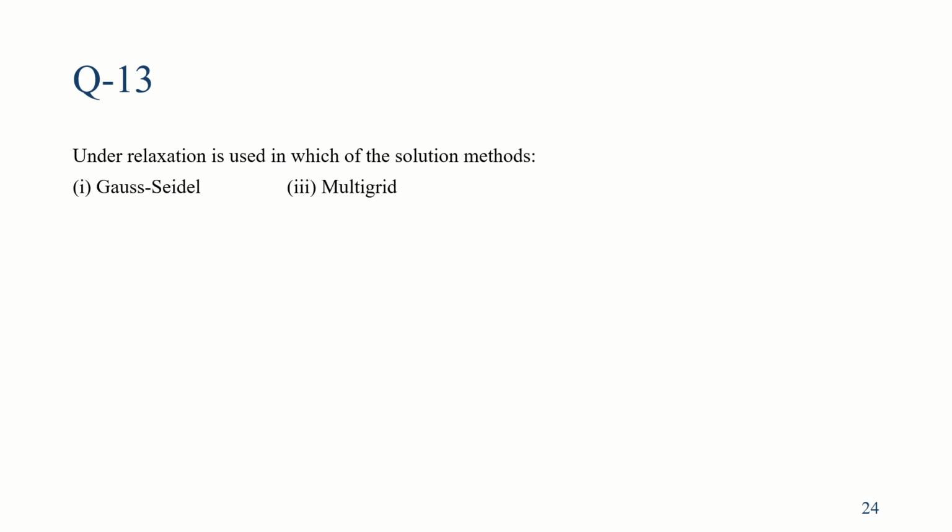Question 13. It asks under relaxation is used in which of the solution methods? Gauss-Seidel, multigrid. Option A 1, option B 2, option C neither, option D both. You can answer this yourself: we are not using an under relaxation factor in any of these methods, Gauss-Seidel or multigrid. Under relaxation is used in the SOR method, where if the factor is between 0 and 1 we call it under relaxation, and if it is between 1 and 2 we call it over relaxation. So neither is the right answer. So these are the questions from week 10 problems.